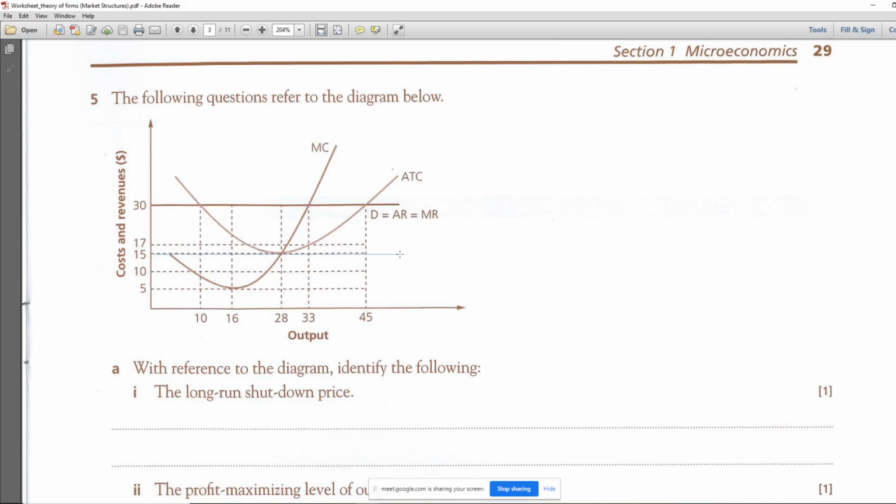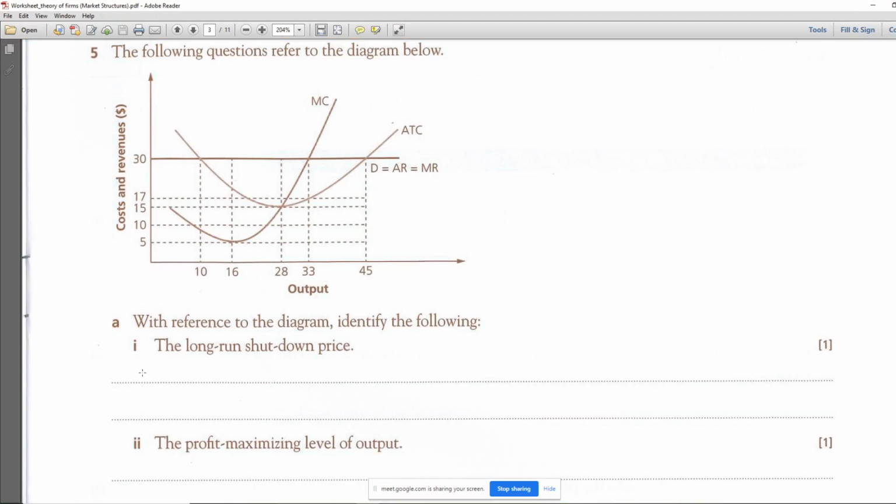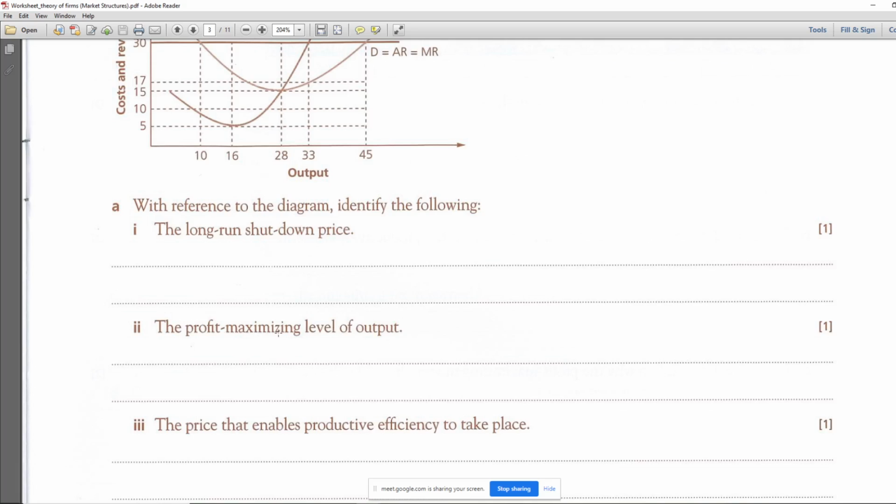So the long run shutdown price is different to the short run shutdown price. So in the long run, the normal profit is where the shutdown price is. So 15 here, 15. All right, so that's good. Let's go to number 2.